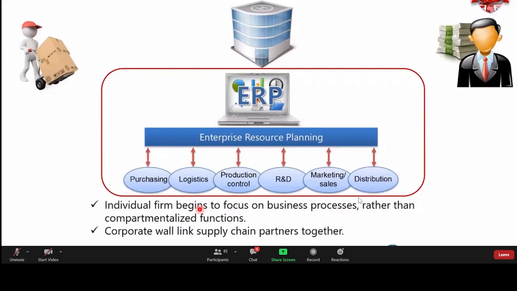So ano ba yung good point niya? So individual firm begin to focus on business processes rather than compartmentalized function. So since connected yung bawat process, it's easy for them to plan and easy for them to catch the demand requirement of our customers. To incorporate all-link supply chain partner together. Yung link nila between each other is mas madali. Kasi they have system. Mas madali nilang mag-review yung mga requirements and also like for example, purchasing of material and also dispatch to stores. Mas madali din. Because they use system to generate the supply chain management.